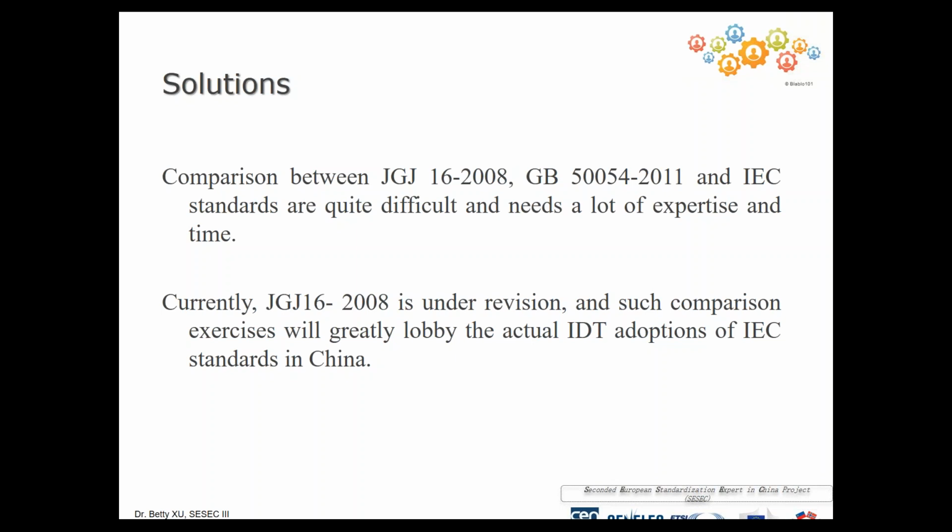Because we can't ask the China stakeholders or the SDOs to stop making the JGJ16, and we can't ask all the electrical designers for civil buildings to change their habits in one night or in one month. So they still will use JGJ16, and it's better that we make the JGJ16 exactly the same as IEC TC64. I'm not meaning identical adoption. What I mean is we compare the two standards and make sure that all the parameters or requirements are the same in JGJ16, GB 50054, and IEC TC64 standards.